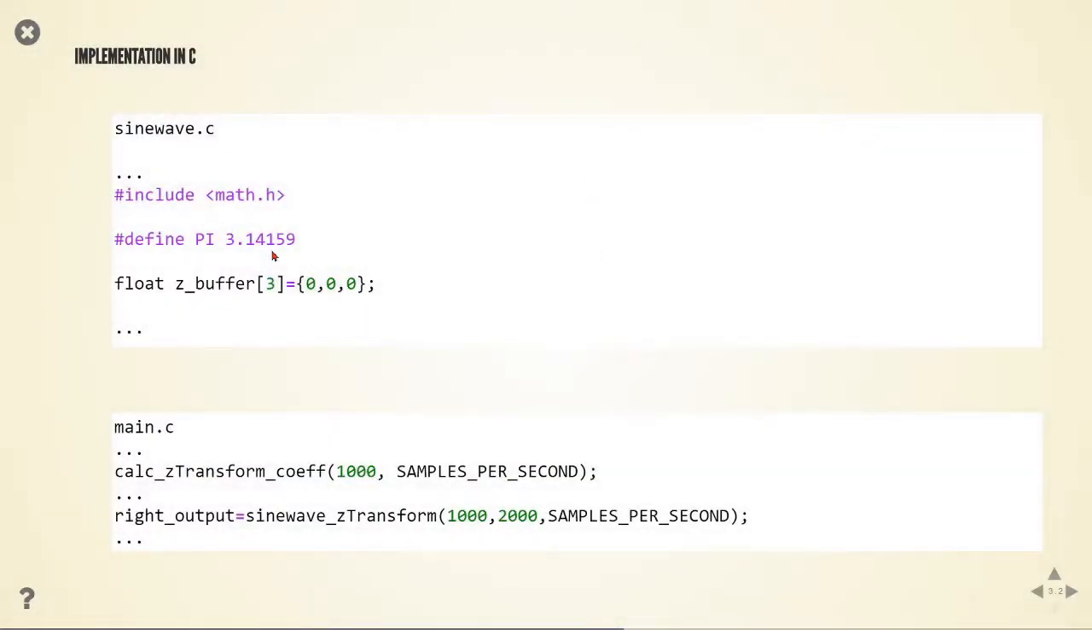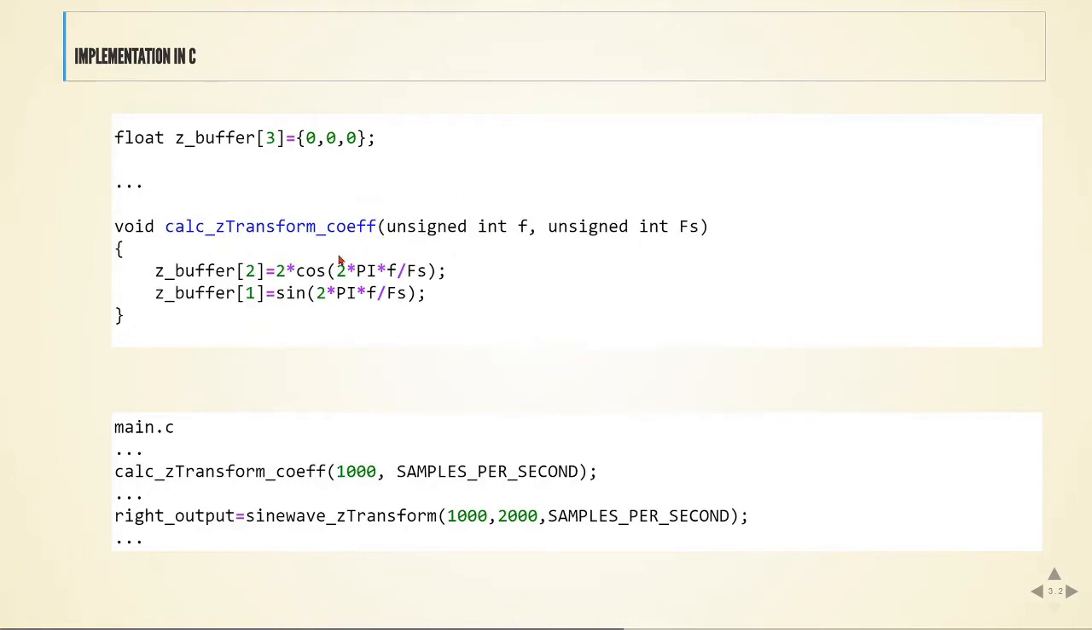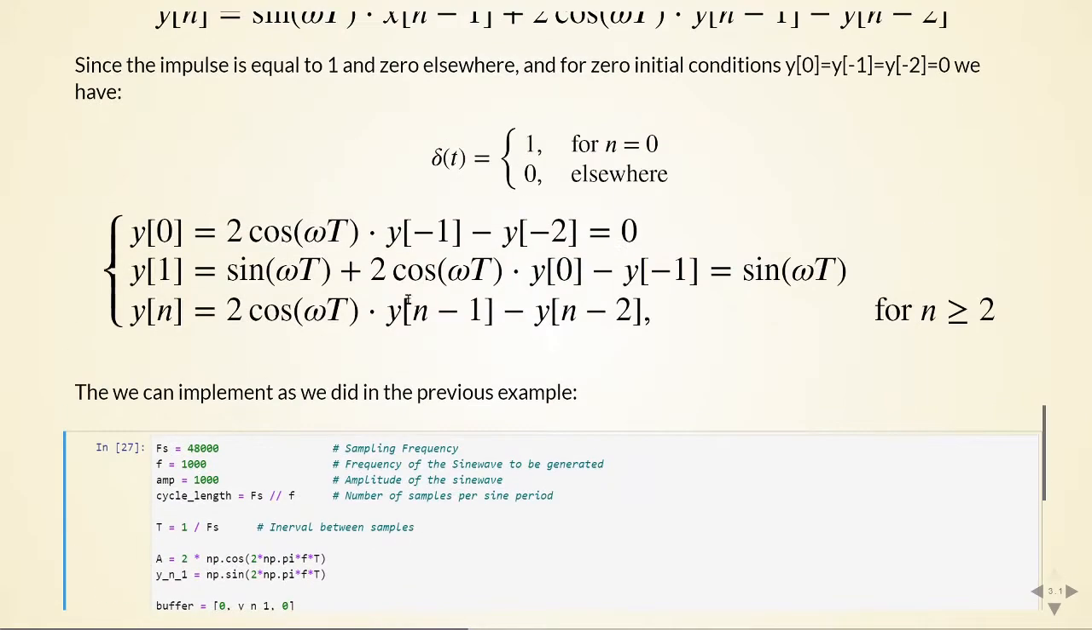Here is our implementation in C. We go back again to this sine wave.c. We'll have to include this time math.h because we're going to use cosine and sine. They are part of our coefficients here. There's the sine for y of 1 and the cosine for what I'm calling here a.